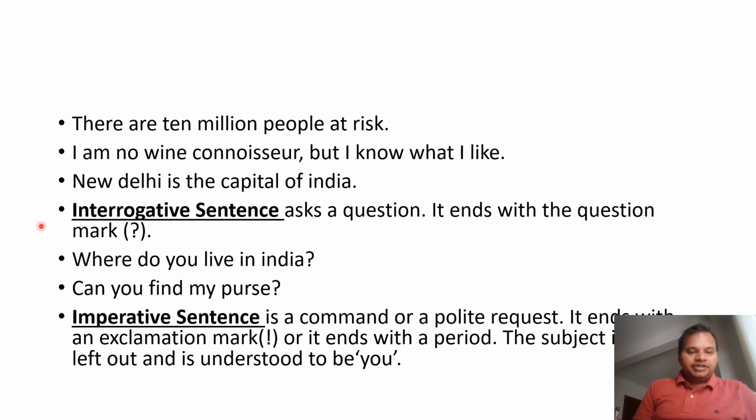Now, interrogative sentence. What is interrogative? Interrogation, it is we are asking a question. So it ends with a question mark. For example, any question we can ask. All types of questions are interrogative sentences. For example, where do you live in India? So it is a question we are asking. Can you find my purse? Another question we are asking. So an interrogative sentence includes all kinds of questions, if we are asking something.